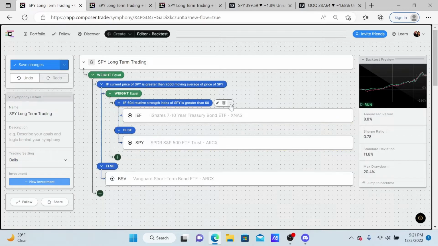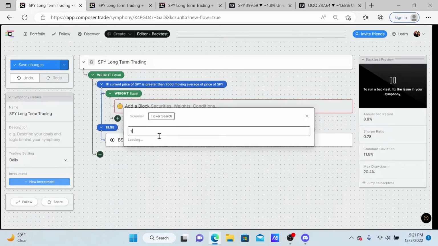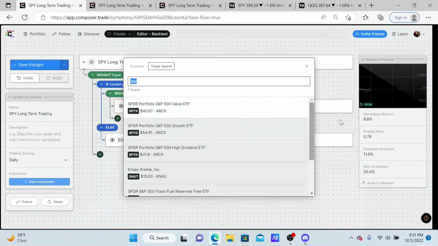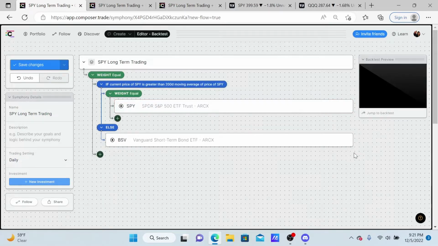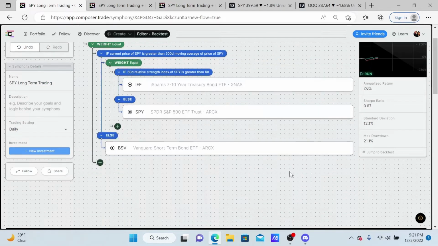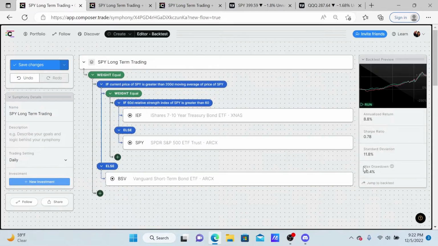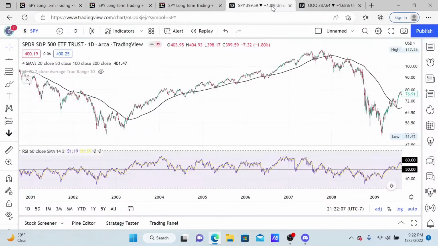Okay, so 8.8, let me copy this. All right, so if you're not doing that, your returns are 7.6 and max drawdown 21. But by transitioning to bonds on the 60-day RSI chart, your returns go to 8.8 and your max drawdown comes down to 20.4. So again, this is what that would look like on the RSI chart.